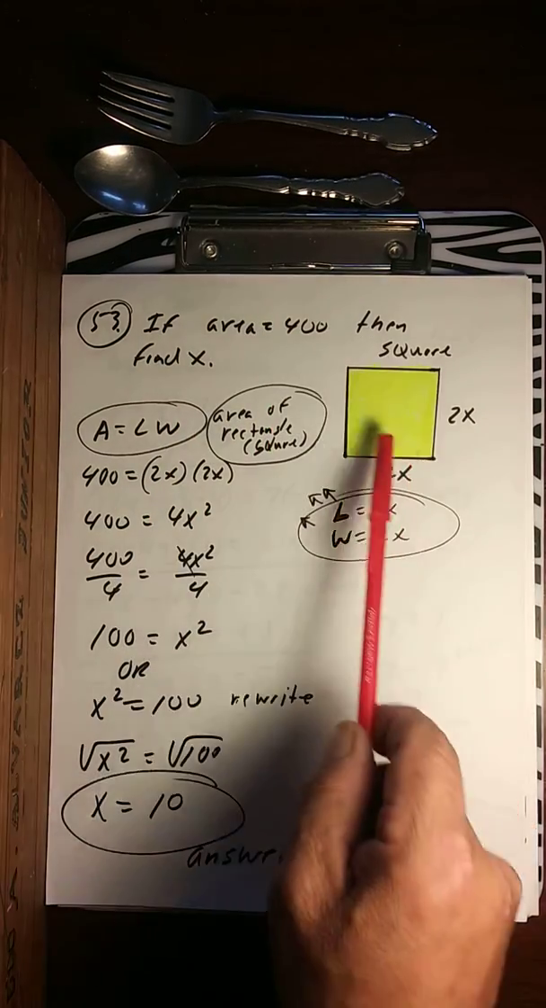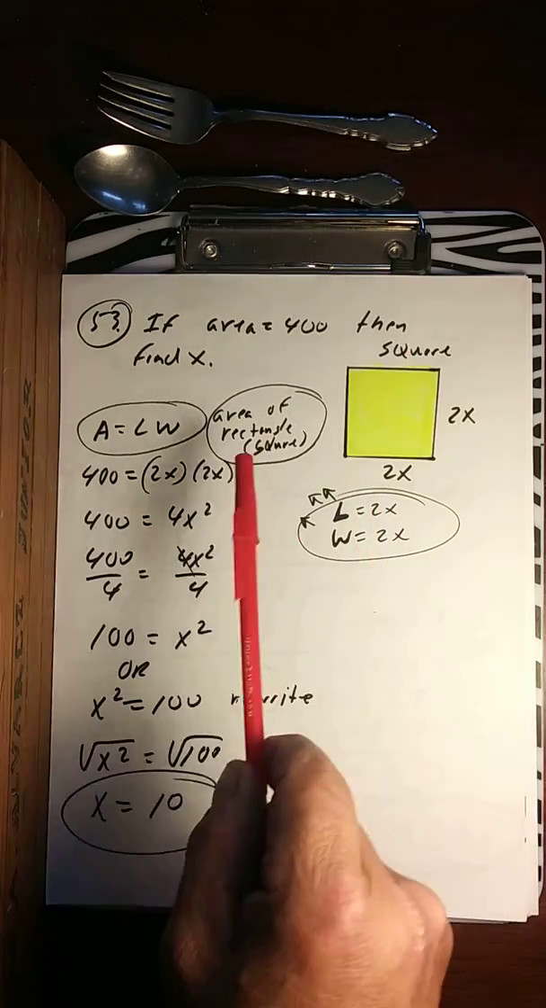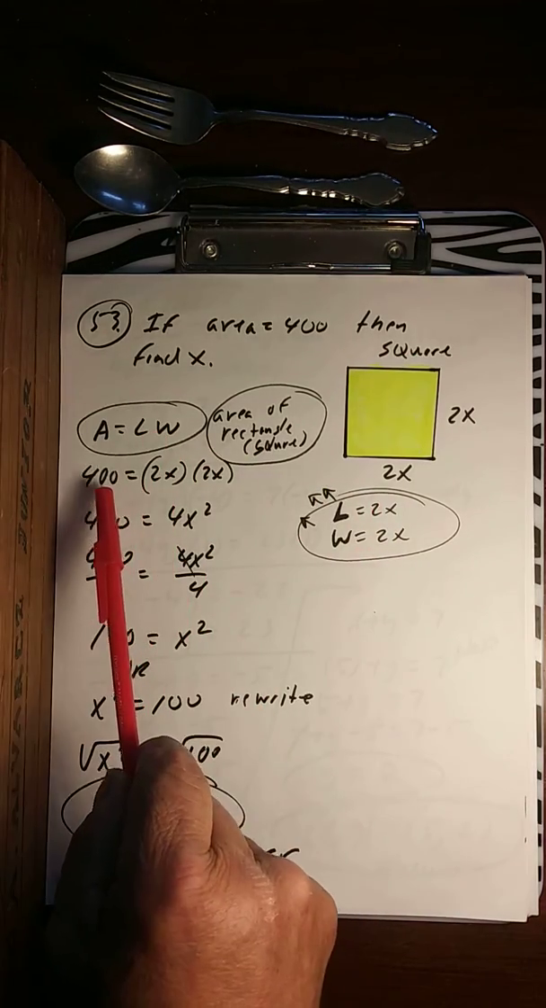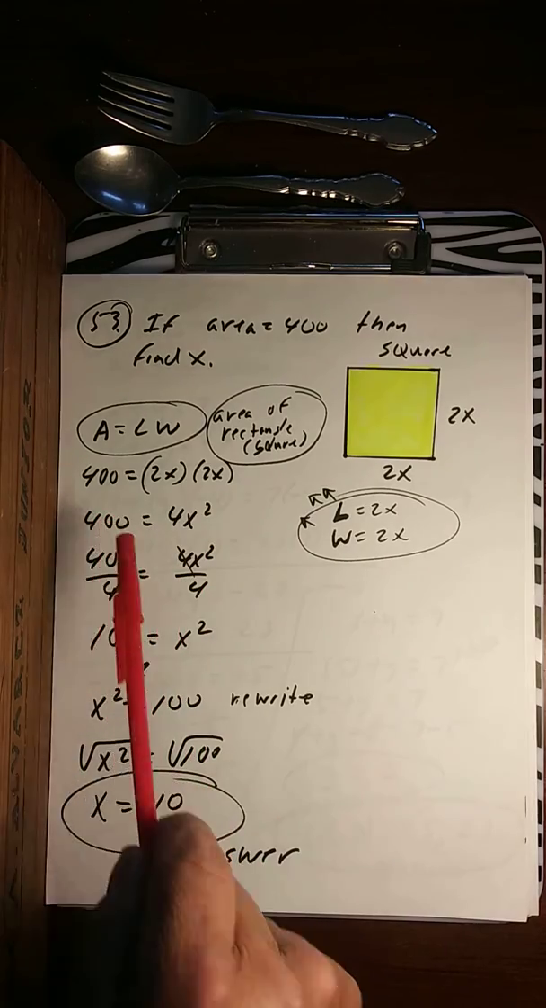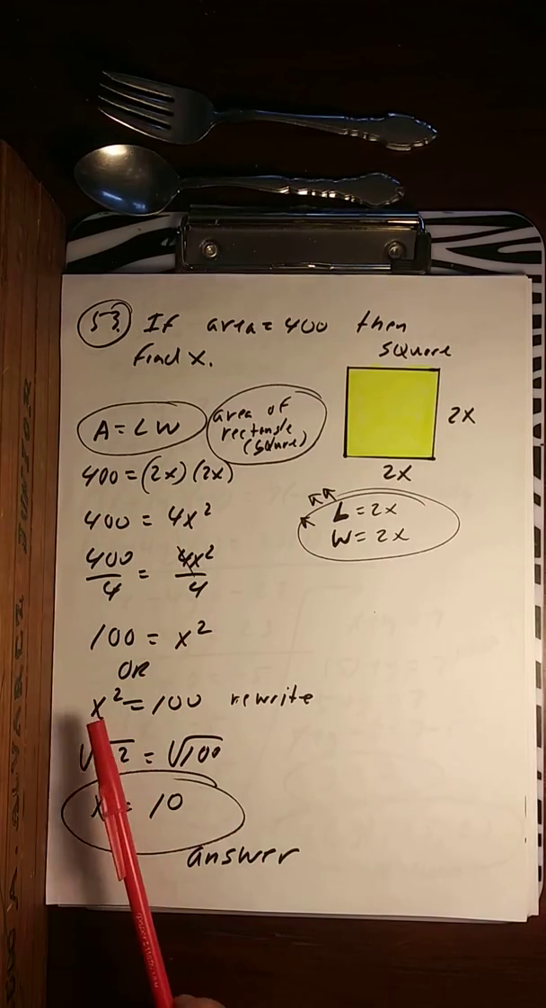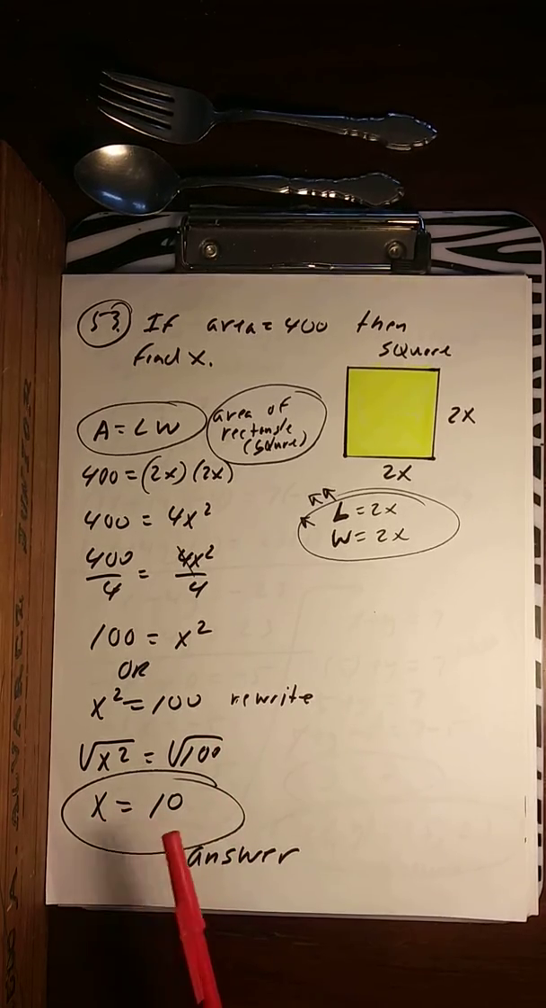If the area is 400 in here, then find x for this square right here. So area equals length times width. So 400 equals 2x times 2x, length and width. So that's going to be 4x squared equals that. Divide by 4. 100 equals x squared. Take the square root of this side, square root of this side. We're just going to have x equals positive 10. We just use 10. So x must be what? 10 to work.